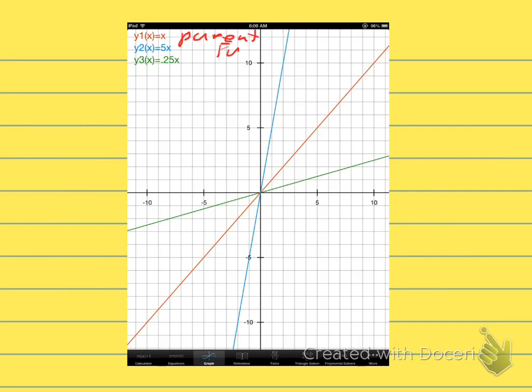Here's an example of what I'm talking about as far as steepness goes. The red line is known as our parent function. Every point on that line, my x and y are equal to each other. The blue line, if you'll notice, has an m value of 5, which is larger than 1, so it's a very steep line. The green line, however, has a slope of 0.25, which is less than 1 and greater than negative 1. So it is a flatter line than the parent function.